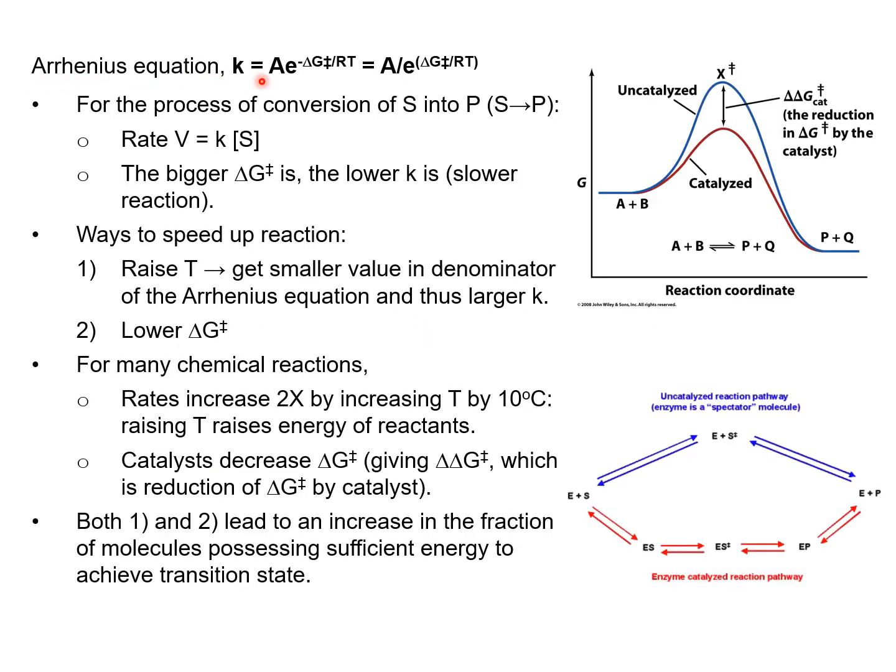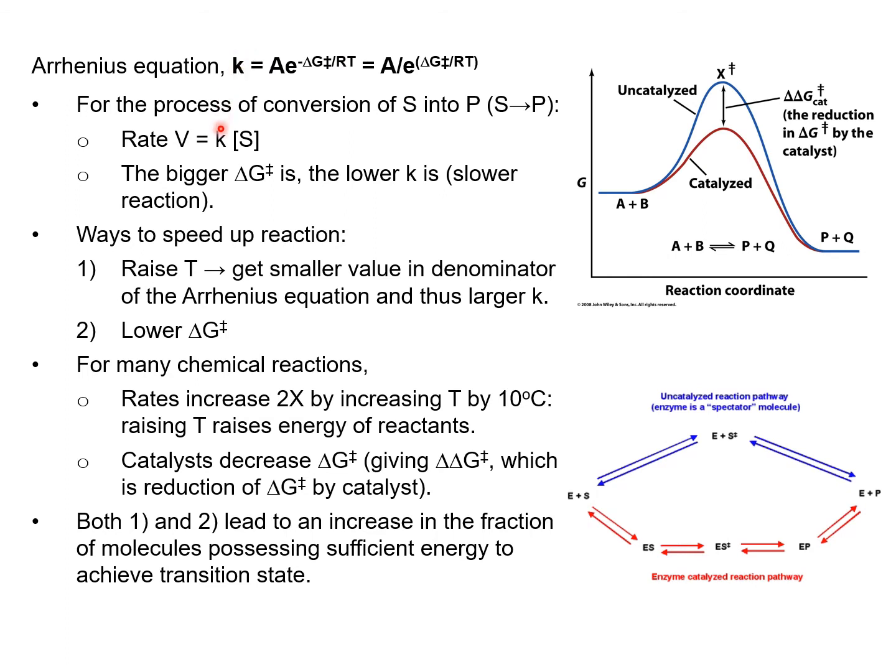Again, here's the Arrhenius equation, so we don't need to go back to the previous slide if we need to look at it. Let's say there's a process of conversion of S into P, where S stands for the substrate and P for the product. The rate of the reaction v will be the product of k, the rate constant from the Arrhenius equation, and the concentration of the substrate. And when you look at the Arrhenius equation itself, delta G double dagger and k have an inverse relationship, meaning that the bigger the delta G double dagger, the lower the k is.